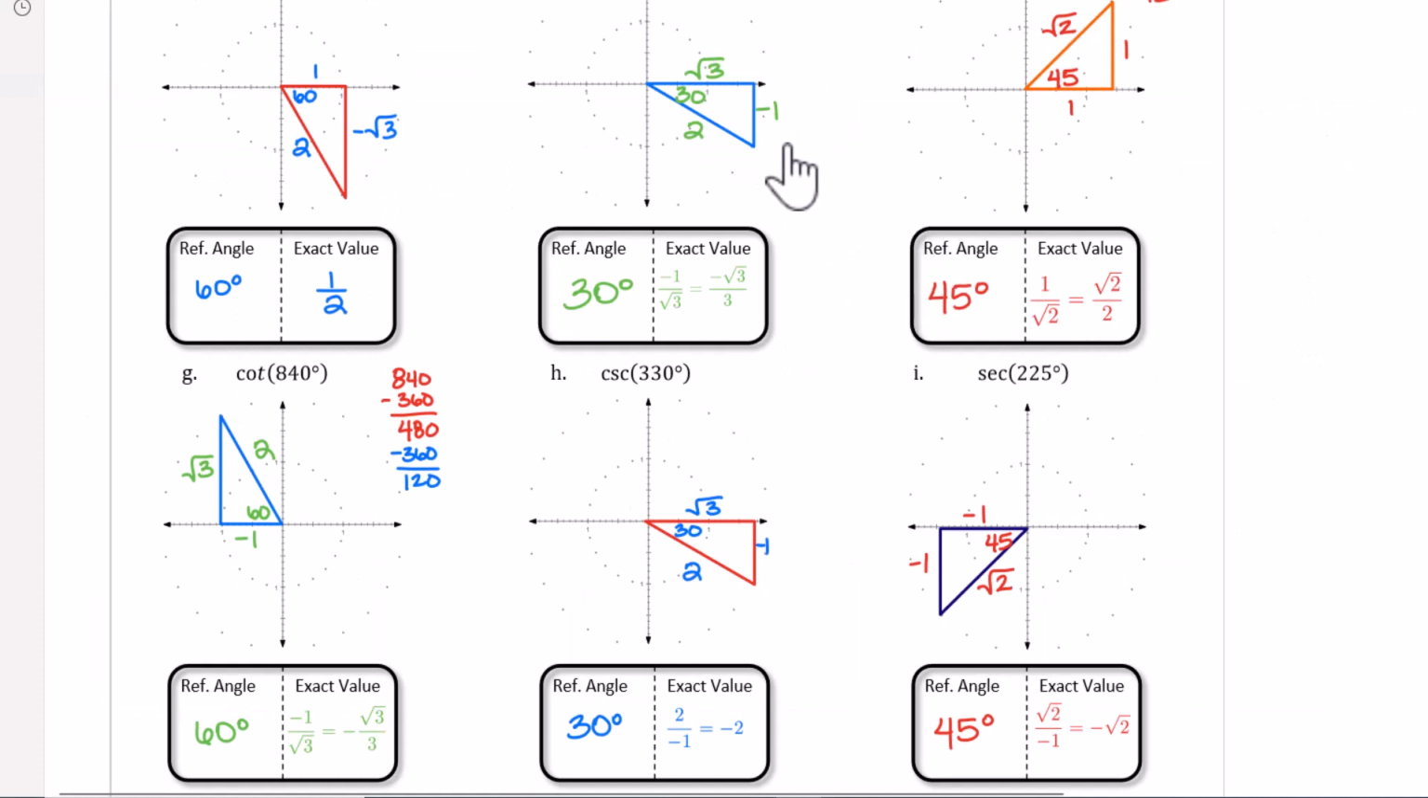All right. Here is the answer to E, and then here are my solutions for G, H, and I. So go ahead and pause the video, look at my work, make sure you get the same thing I did.